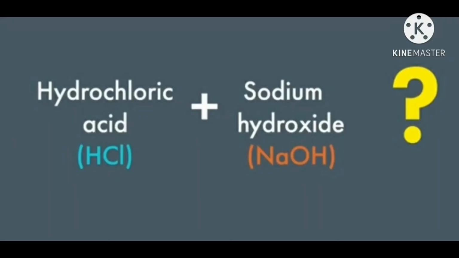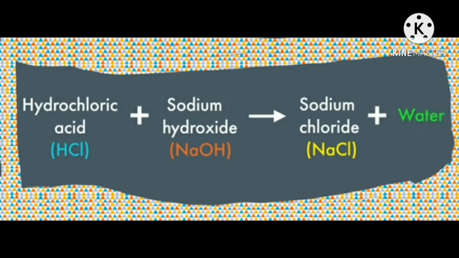When an acid reacts with a base to form salt and water, it is called neutralization. In a neutralization reaction, two new substances, that is salt and water, are formed. The salt formed during a neutralization reaction depends on which acid and which base are reacted with each other.